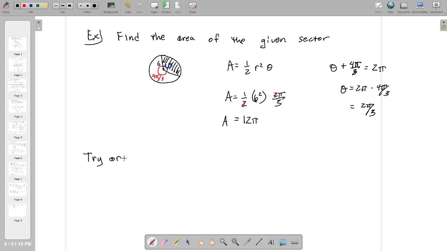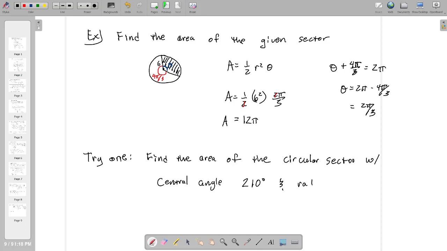I want you to try one on the accompanying worksheet. Find the area of the circular sector with central angle 210 degrees and radius 4. Be careful. 210 degrees. This is important. Make sure that you understand the formula and what measure theta needs to be in.